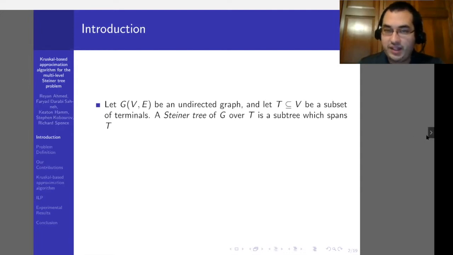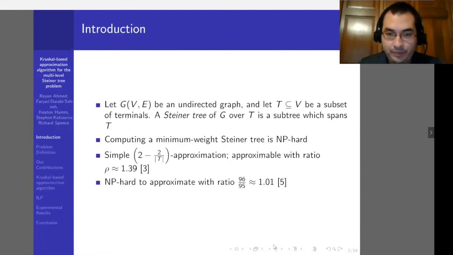Some basic facts about the Steiner tree problem. Computing a minimum weight Steiner tree given an arbitrary graph is NP-hard. However, there are constant approximation algorithms for this problem. On the other hand, the Steiner tree problem is NP-hard to approximate with ratio less than 1.01, so it cannot be approximated arbitrarily close to 1.